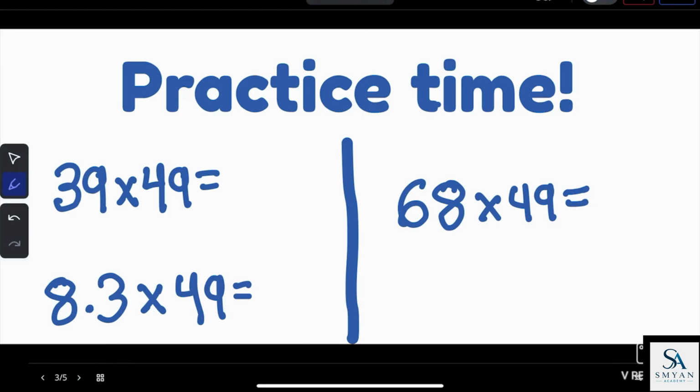Alright, let's get started. So, we have 39 times 49. So, the same method, we're going to divide by 2, but now you realize that the number is not a regular number. It's a decimal. That's alright, we'll keep going. So, 39 divided by 2 should give you a value of 19.5.